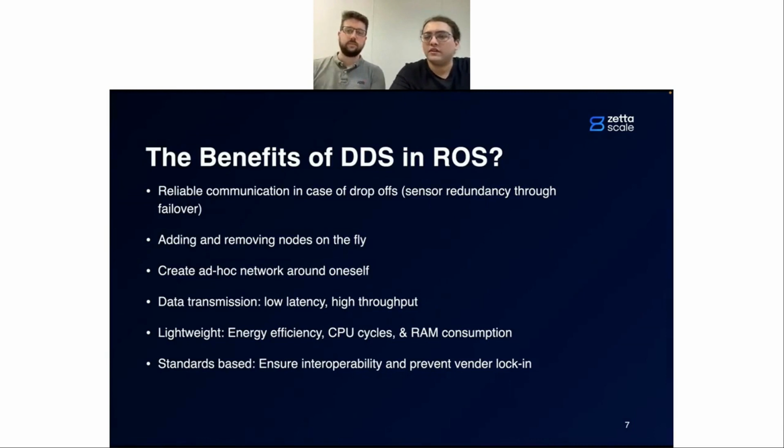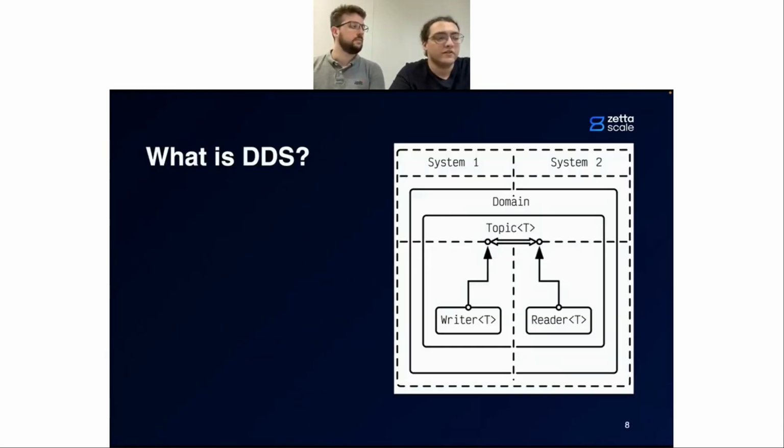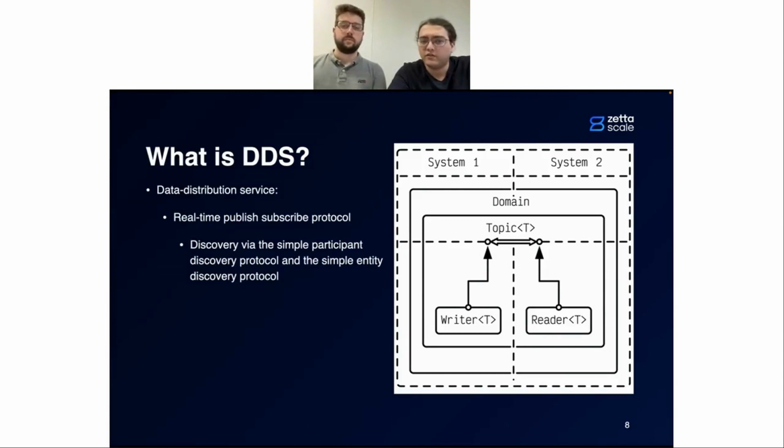So now that we've discussed the benefits of DDS in ROS, I think it's useful for us to talk about it in a bit more detail. What is DDS? And we'll be orienting it again from the ROS perspective. So what is DDS, right? It's the Data Distribution Service. It comprises this protocol, the real-time publish-subscribe protocol that's defined in the specification.